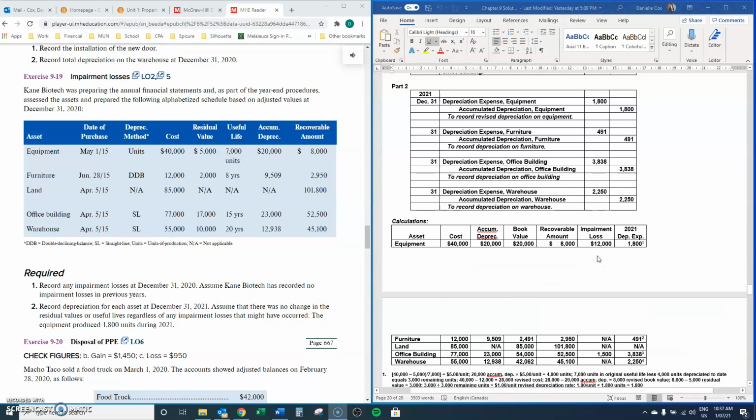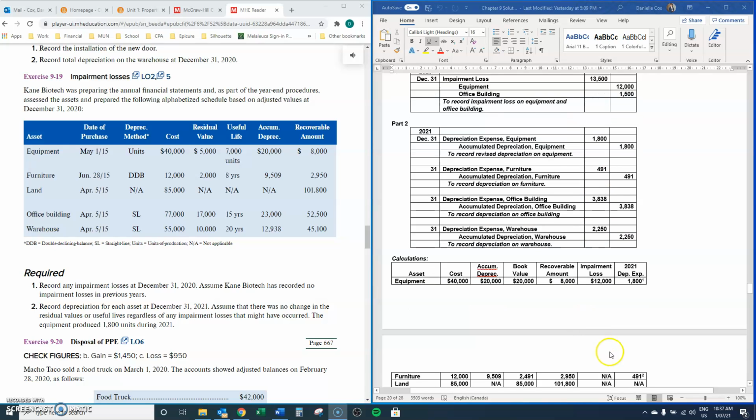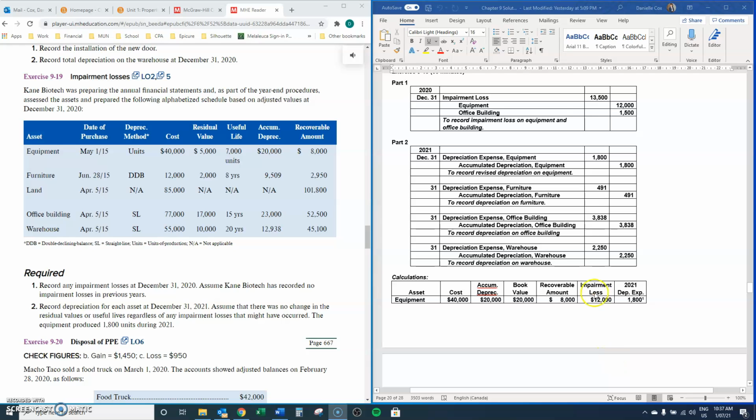To record our impairment loss, we're going to go up to the top of the solution here. The impairment loss is the 12,000 plus the 1,500. So we record the impairment loss, debit 13,500, and then we credit each of the assets. For equipment the loss was 12,000, and for the office building the loss was 1,500.